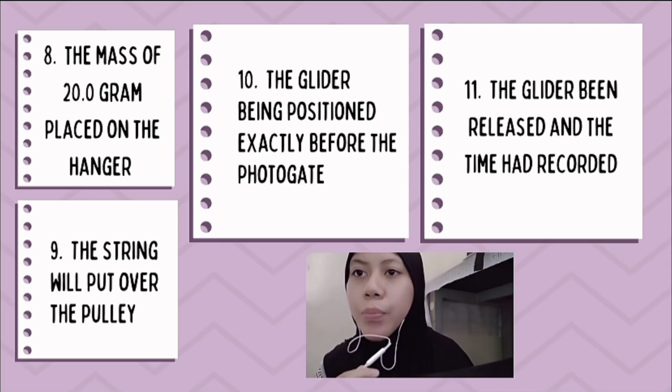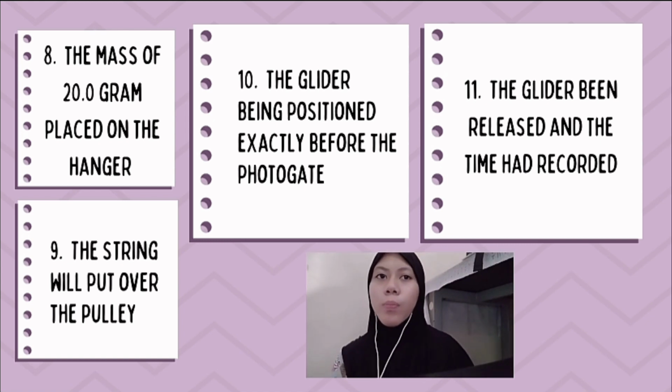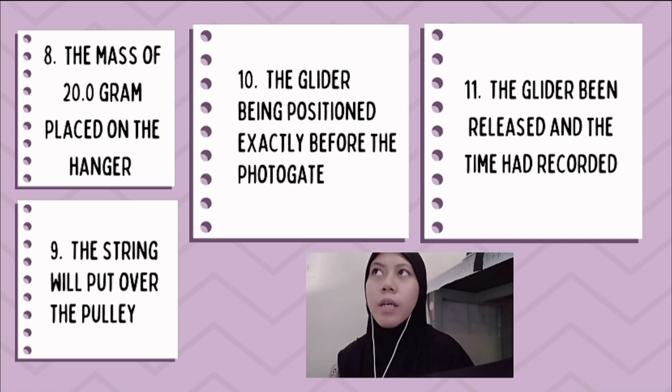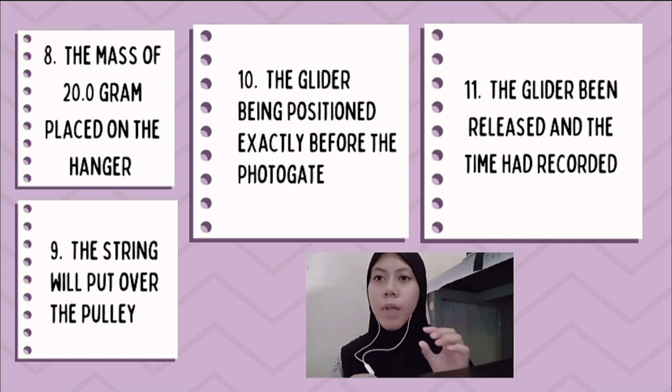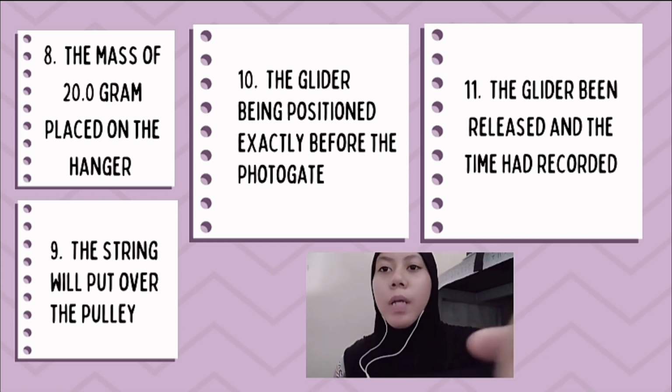For starting the experiment, we begin with a mass of 20 grams placed on the hanger, and then the string is put over the pulley. The glider is positioned exactly before the photogate before we let it go. So the glider is released and the time is recorded. The glider is released after we turn on the air blower, so the glider will go forward, and the time recorded by the photogate we have to record in the table of results provided.